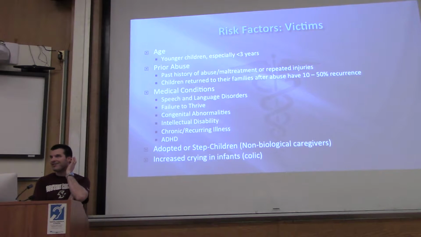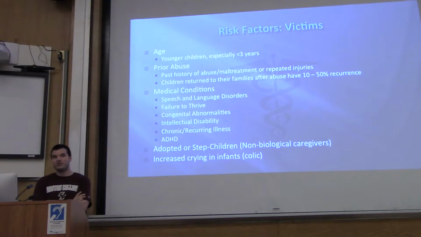And then concerning the child themselves, younger children, especially less than 3 years, are more at risk for abuse, mostly because they're nonverbal. They couldn't tell anyone, even if it happened. They cry more. They can't do anything on their own, leading to increased stress and anger levels. Any child who's been abused in the past is more likely to be abused in the future. And studies have shown children who return to their families after abuse, whether immediately or later on, have a significant incidence of recurrence.